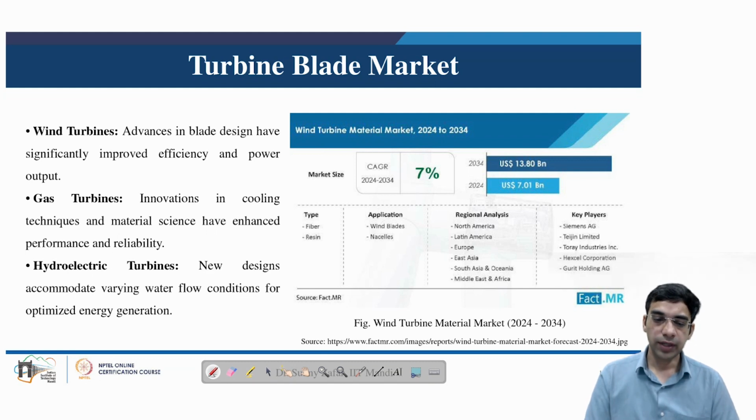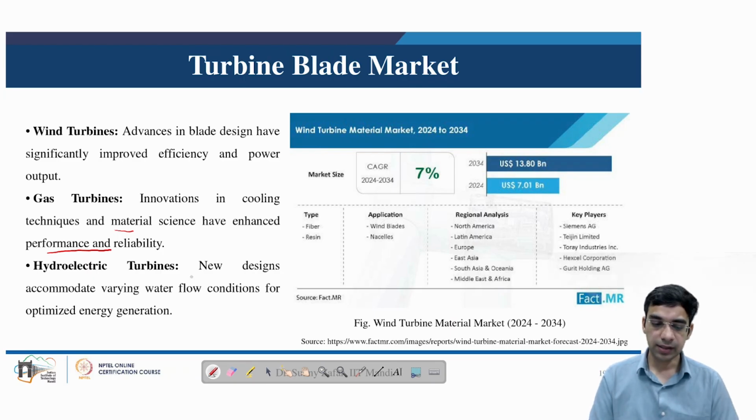Now we would also like to look at the turbine blade market, and how it is going to increase. As we know, our need for energy is going to increase in coming times, so it is expected that the turbine blade market will keep on increasing, especially with respect to renewable energy sources, for example, the wind turbine. If you look at the wind turbine example shown in the slide, advanced blade design will significantly improve the efficiency. In the case of gas turbines, more innovations may be needed for cooling techniques, and of course new materials may need to be developed for enhanced performance and reliability.